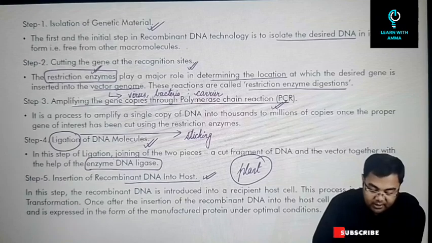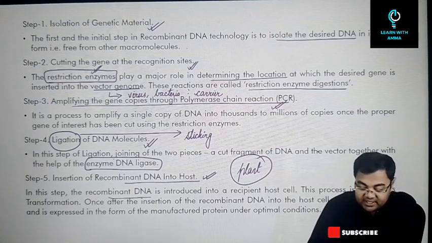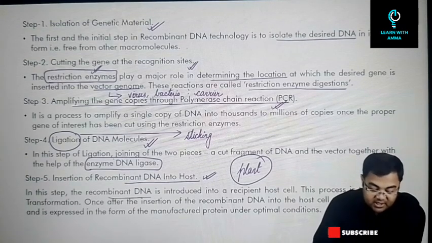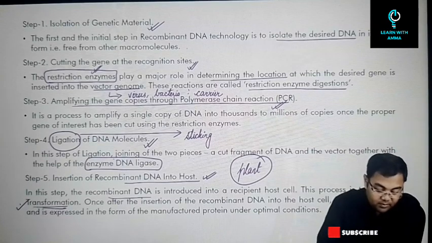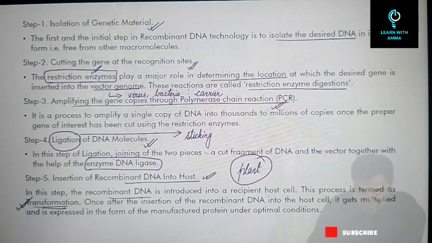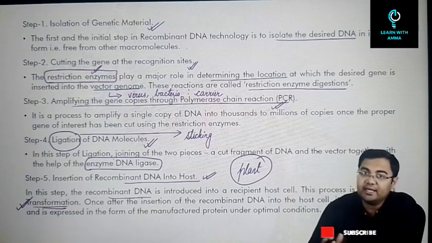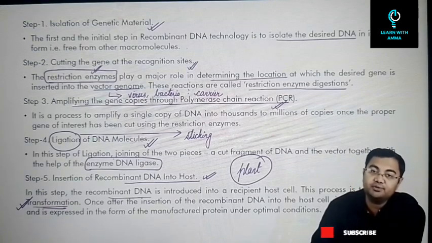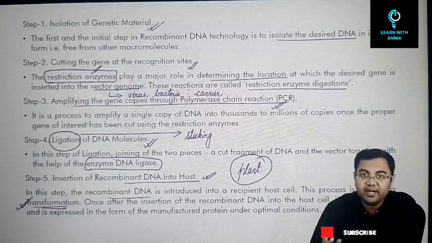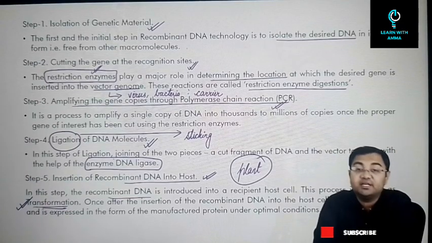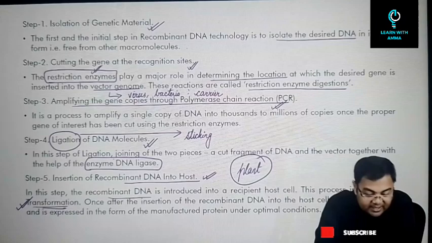In this step, recombinant DNA is introduced into the recipient host cell. This process is termed transformation. Once the recombinant DNA is inserted into the host cell, it gets multiplied and is expressed in the form of manufactured protein under optimal conditions. Once this starts to happen, automatically the genes will keep on getting produced, and thus the plant will have the required property. So this is how the entire recombinant DNA technology is carried out.